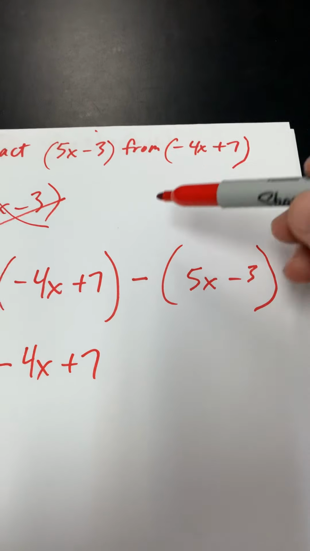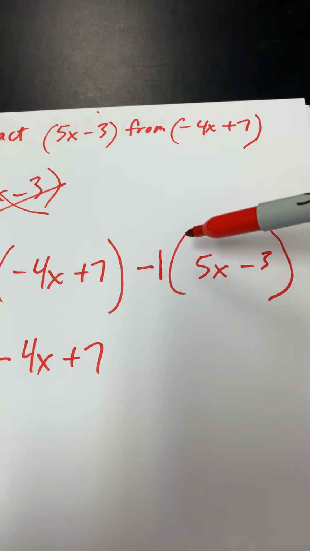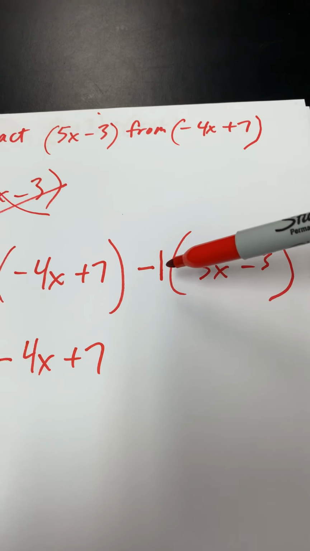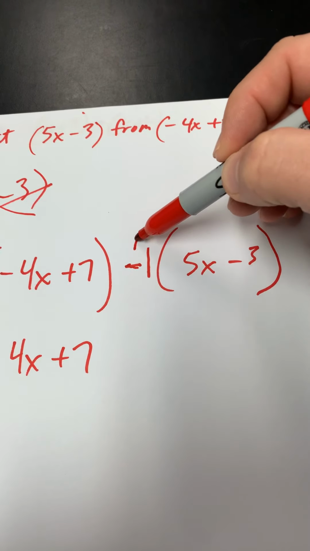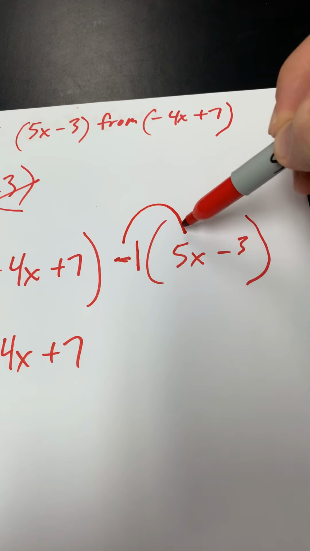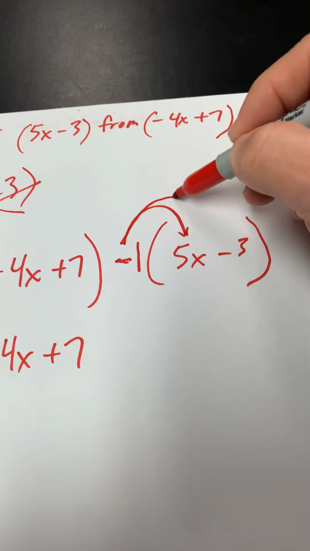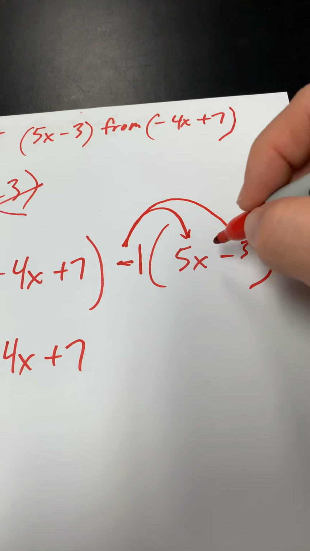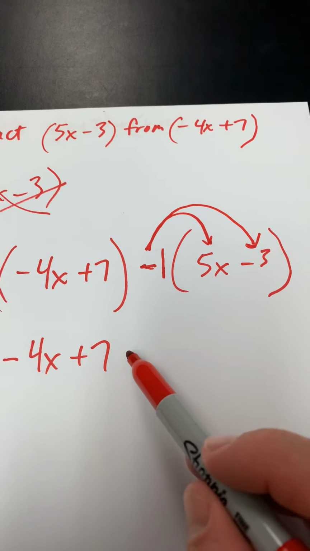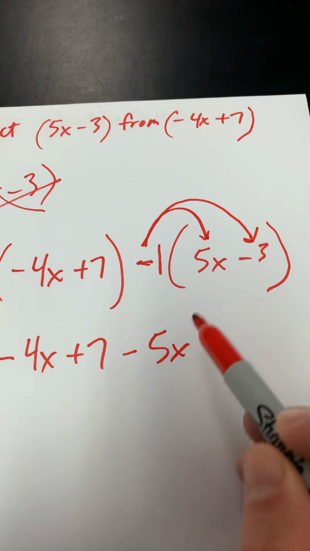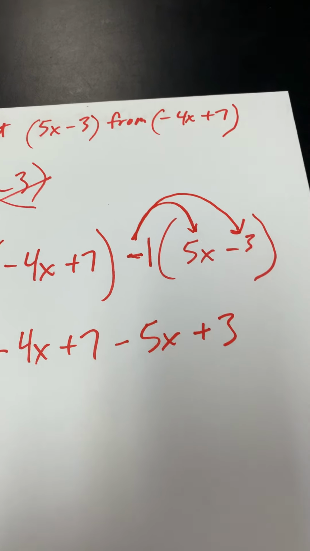Simple, right? But now we come over here, and we're going to put a 1 right here. Remember, this has an understood coefficient of 1, but because of this negative sign, it becomes a negative 1. So we're going to distribute this negative 1 to the 5x, and then also to the negative 3. Okay, and what do we get? We get negative 5x plus 3. Negative 1 times negative 3 gives you positive 3.